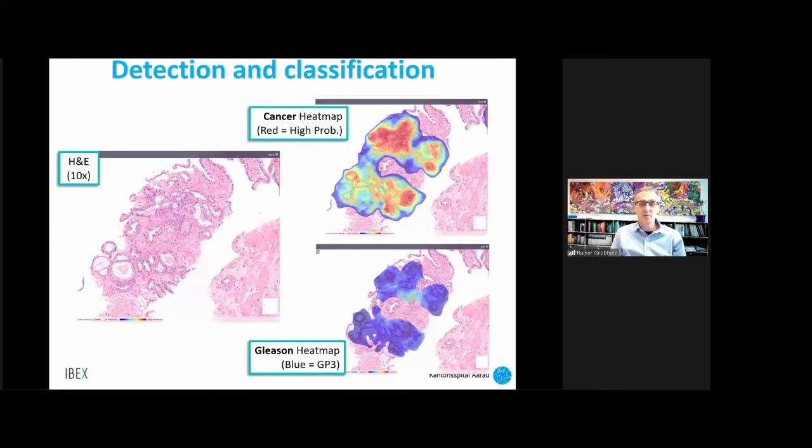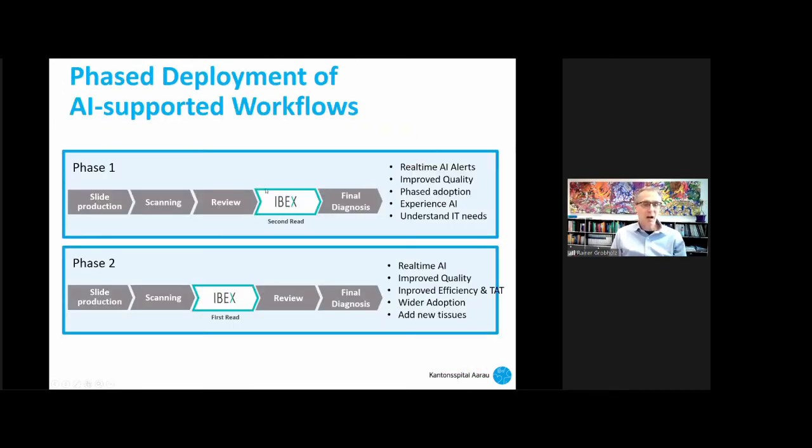So examples you're probably familiar with, here with prostate. So with this image, and after validation of your stainings and your files, you can have the support by the cancer heat map, but also with the Gleason heat map that indicates what kind of pattern is prevailing or predominating.